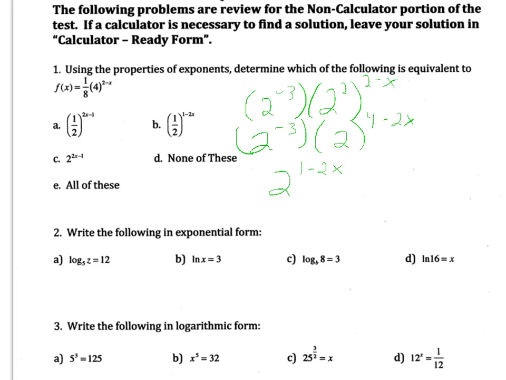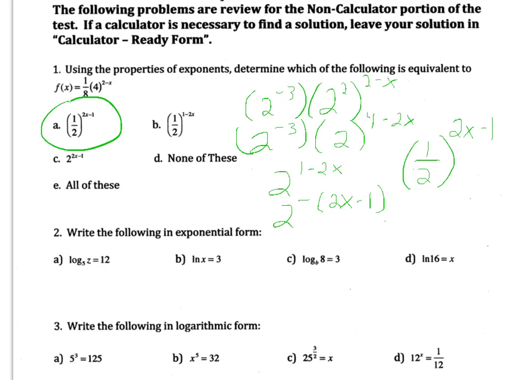It's very close to C and it's very close to B. But what I could also do is take my exponent and factor out a negative. So I have positive 2x minus 1. And the negative exponent will flip my 2 to a 1/2. So I have 1/2 to the 2x minus 1. So my choice is A.